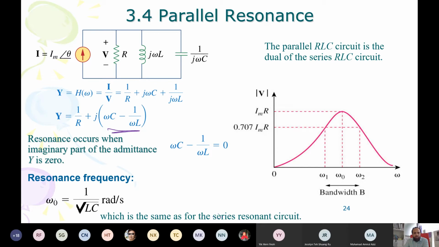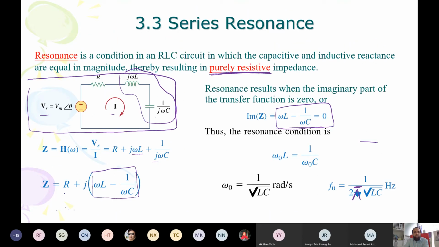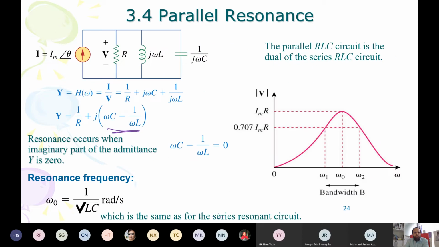All right, so same way, omega C minus 1 upon omega L equals 0. Omega naught is 1 over root LC. So this is the same as the resonant circuit. I'm clicking here. This one has the same value for series, same value for parallel.